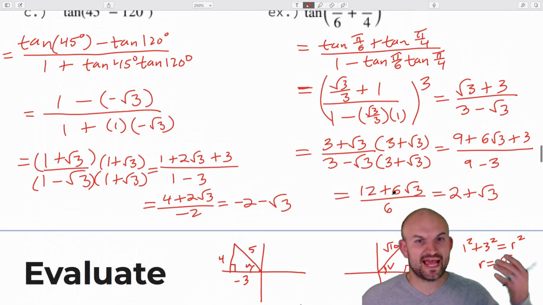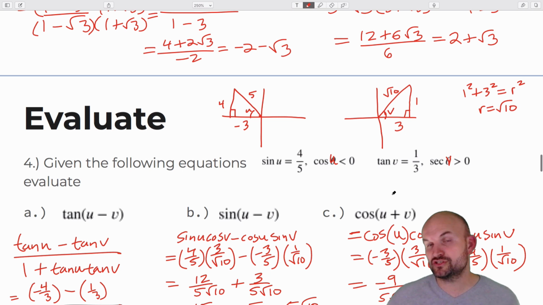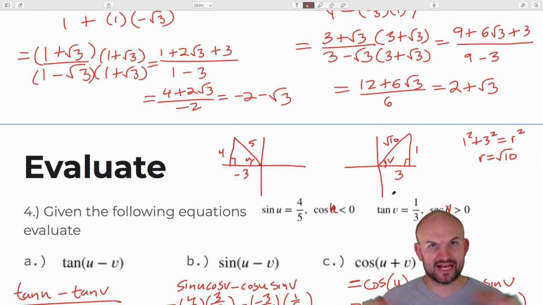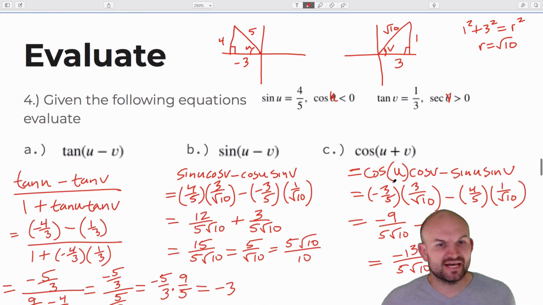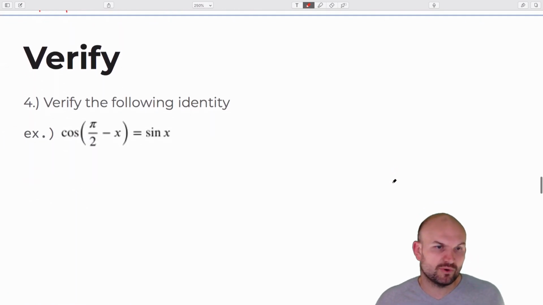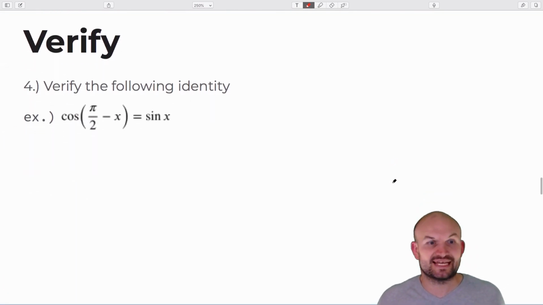So if you have some angles, or if you have a triangle, either one of those, we can actually find the value using the sum and difference of two angles. But the next kind of pressing point is, well, what about verifying some identities? And if you recall, verifying identities is basically making sure that the left side is equal to the right side.